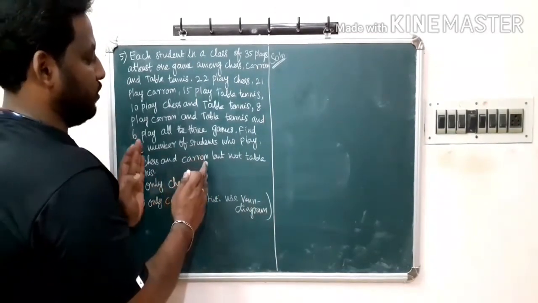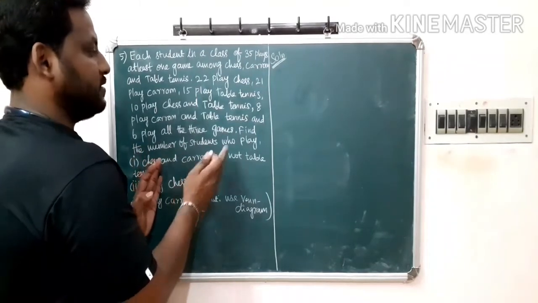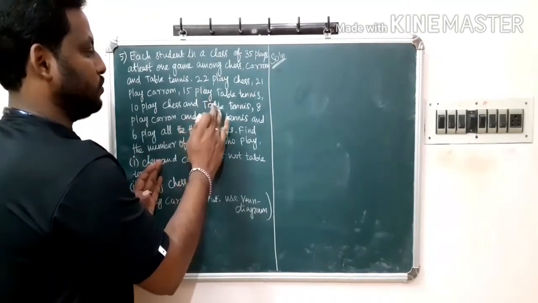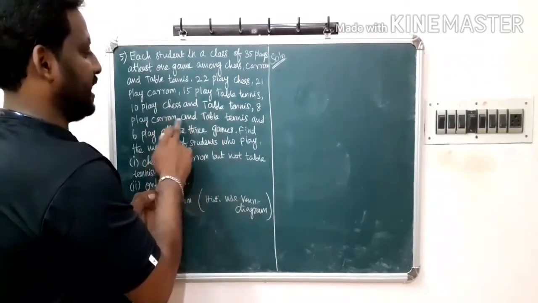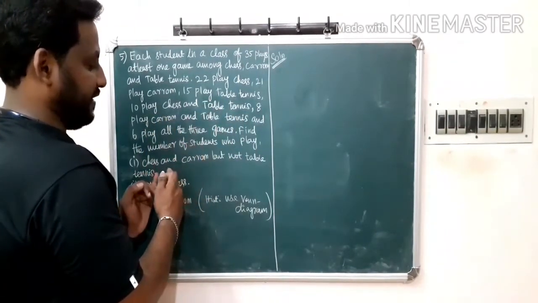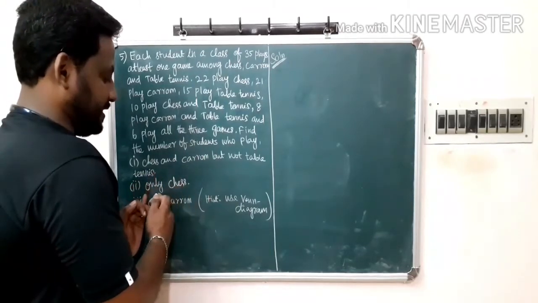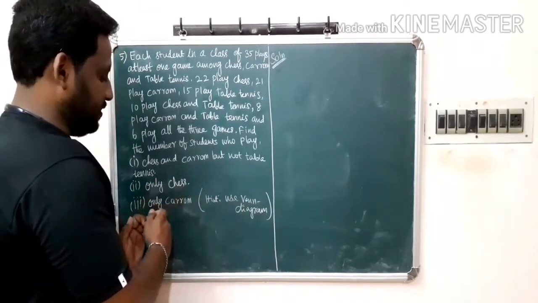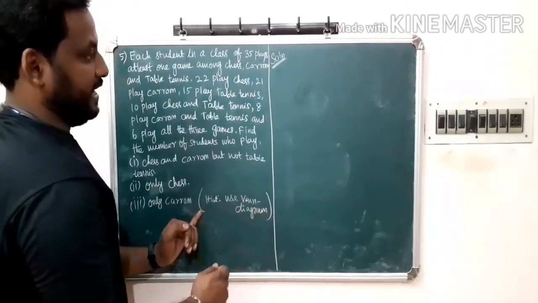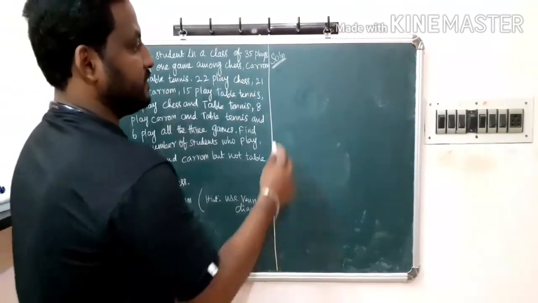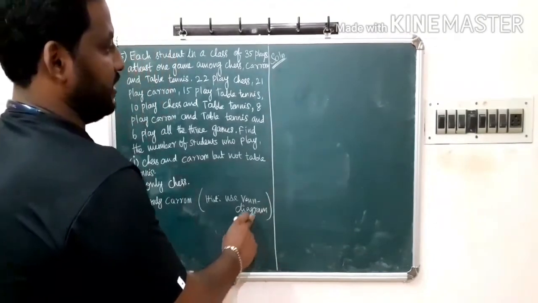So we have to find out chess and carom. The values are already given: those who play chess and table tennis, and carom and table tennis. Then we have to find out chess and carom, the second one is only chess, and the third one is only carom. So here we have to use a Venn diagram. Clear? So for the solution, we have to draw a Venn diagram.